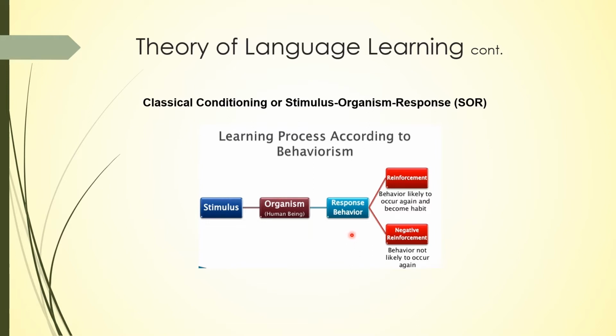and based on the learner's response behavior, there will be two reinforcements. One is positive reinforcement and another is negative reinforcement. If there is positive reinforcement, the behavior is likely to occur again and become habit. So that means it will be considered as habit formation. But if the reinforcement becomes negative, then the behavior will not occur again.